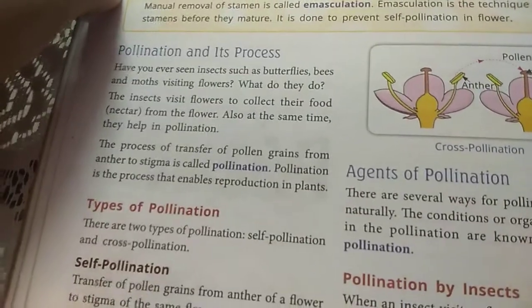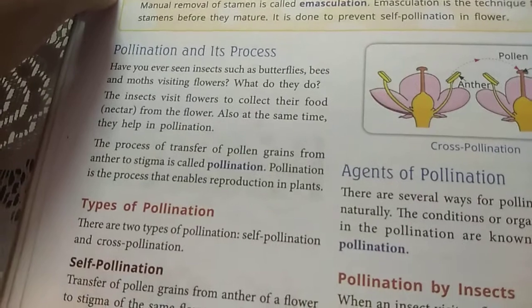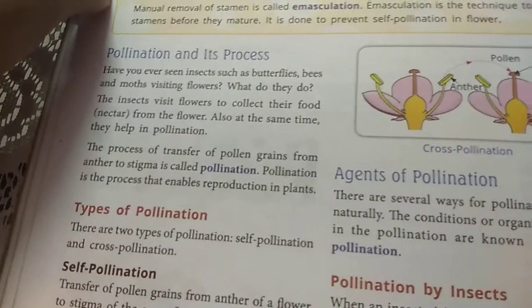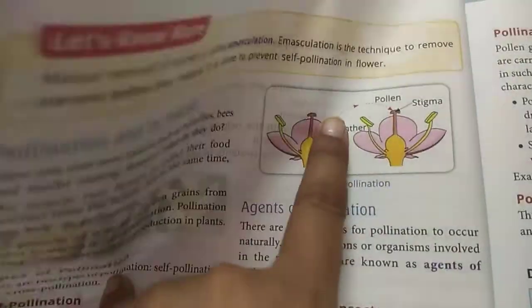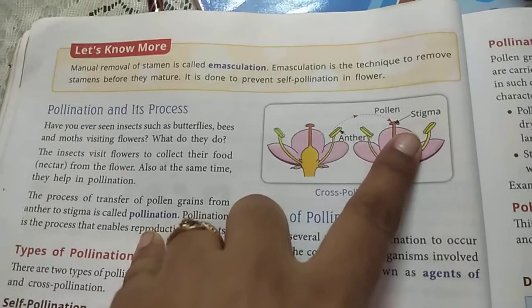I will explain to you. First of all, try to understand what is pollination. The process of transfer of pollen grains from anther to stigma. Anther to stigma. Okay?